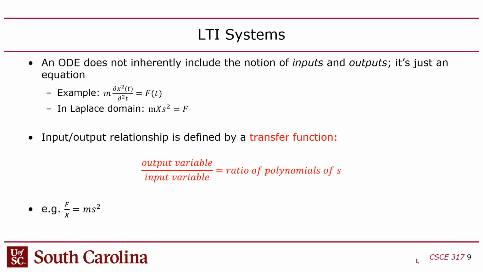So ms squared is called the transfer function, in which I'm considering x to be my input and the force to be my output, right? And again, you could swap them if you want. Depending on the system that you're designing, you could have maybe force as your input and the position as your output, right?